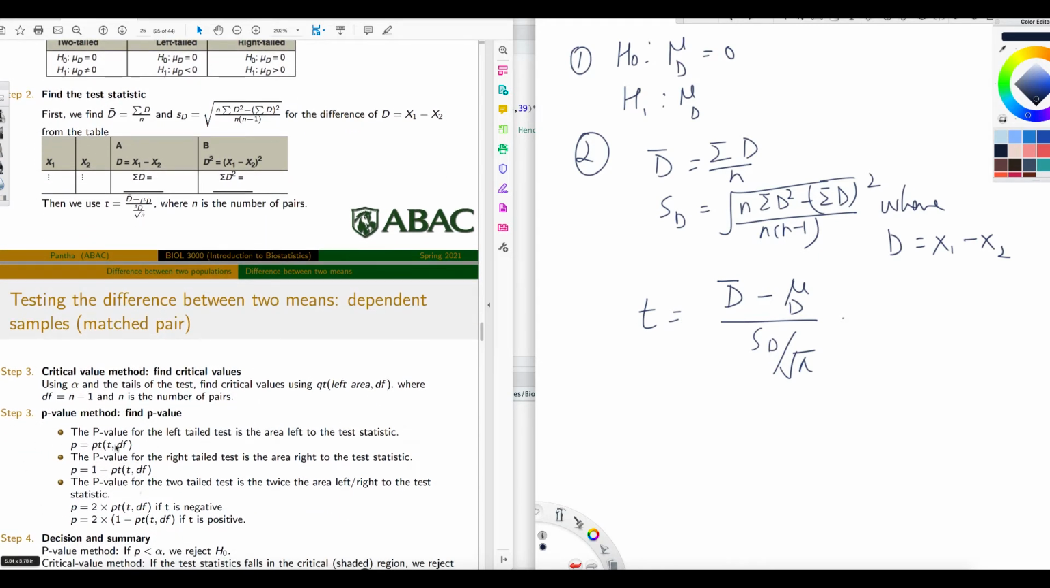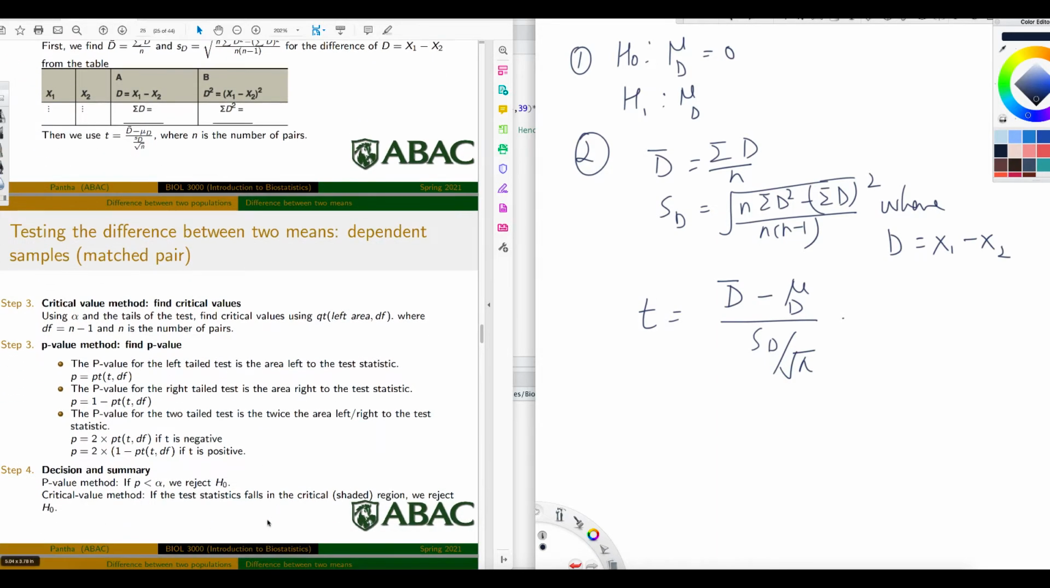For the right tail test, you do 1 minus pt. For the left tail test, you do pt and then the t value with df. For the two tail test, you do 2 times pt if the test value is negative, and the other way if it is positive. And then the decision is exactly the same.